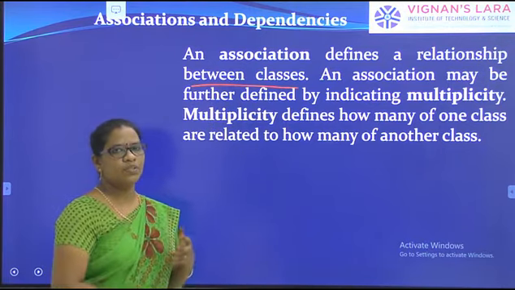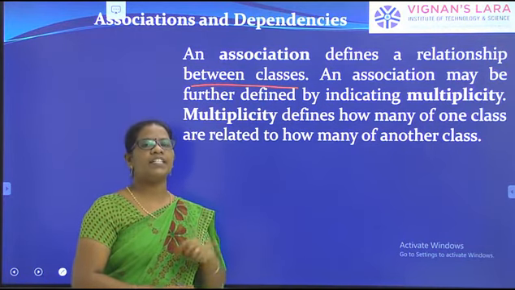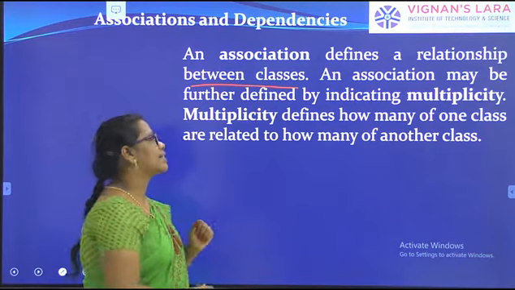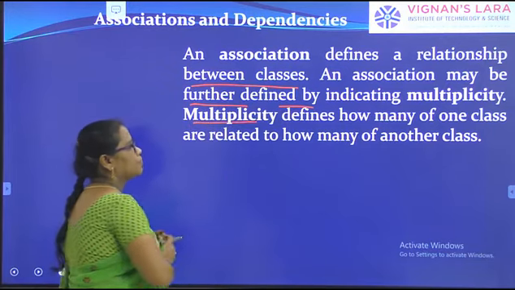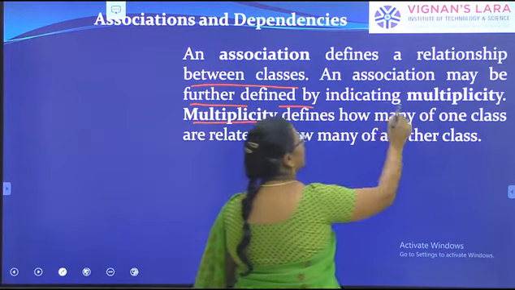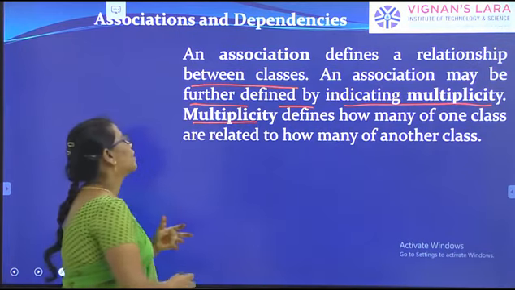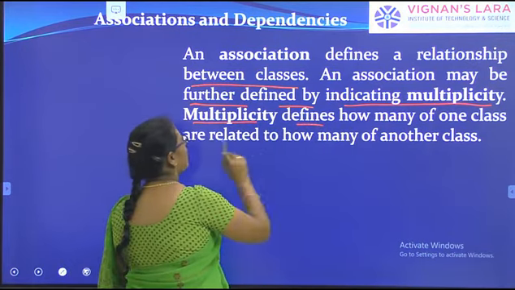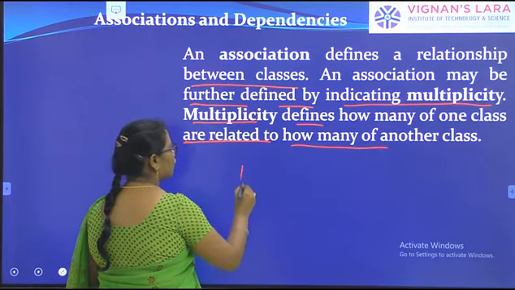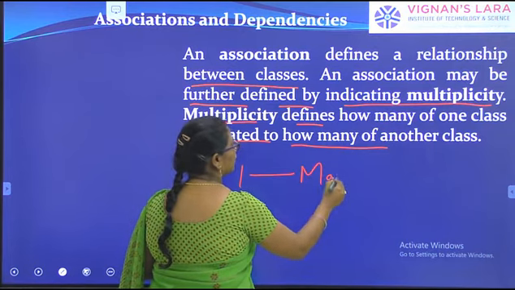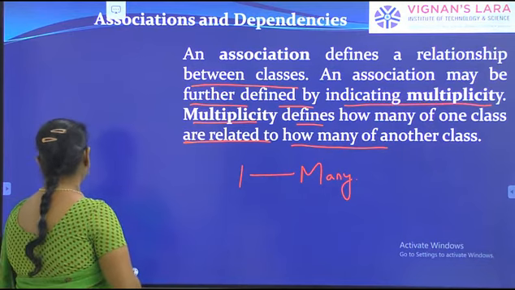As I said, in order to draw the class diagram, association plays an important role. It defines the relationship between two or more classes. An association may be further defined by indicating multiplicity. Multiplicity means number of times. Multiplicity defines how many of one class are related to how many of another class. That means a one to many relationship. Okay, that is the association.